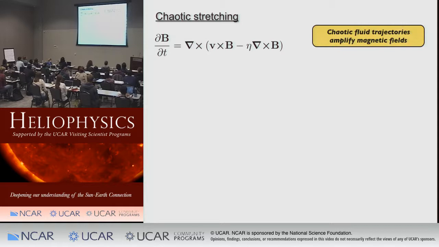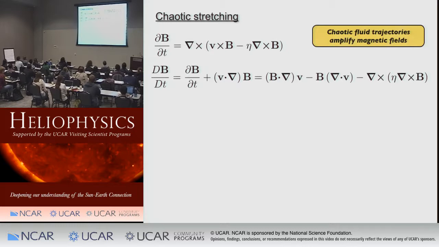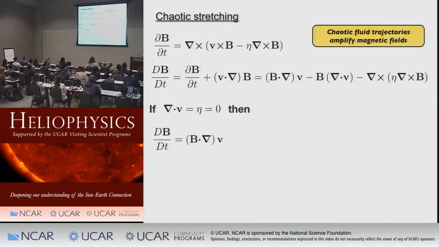So where do the magnetic fields come from? If you look at our friend, the induction equation, this next line looks complicated, but it's exactly the same as that top equation. I've just used some vector identities to recast it into a Lagrangian derivative. So capital DB/Dt is dB/dt plus v dot grad B, and that equals all this stuff on the right-hand side. But if you make the simplifying assumption that the flow is Boussinesq, or del dot v equals zero, and for now, let's say the diffusion is zero, then this term is zero, that term is zero, and the induction equation can just be written like this: dB/dt equals B dot grad v.